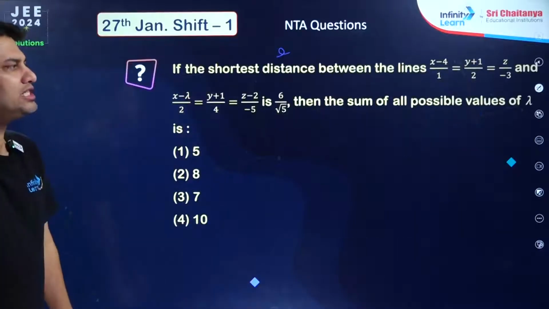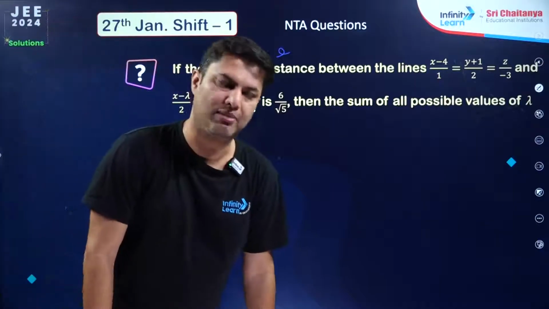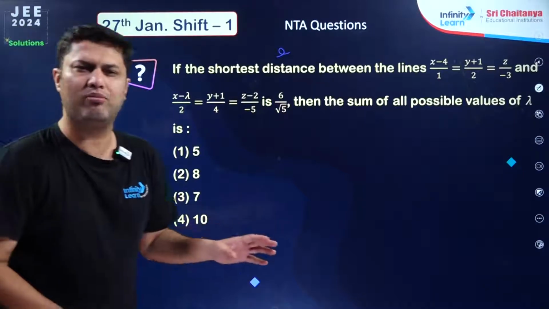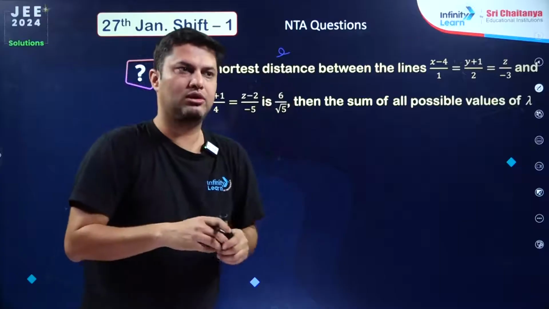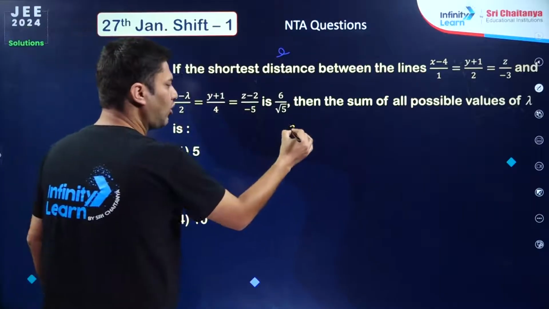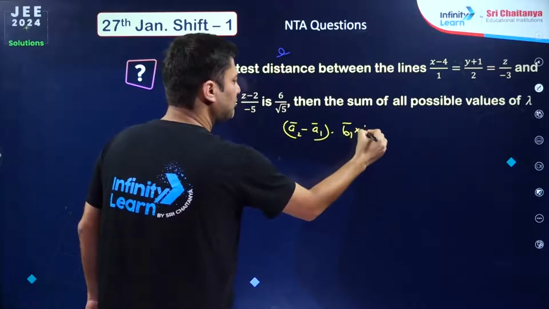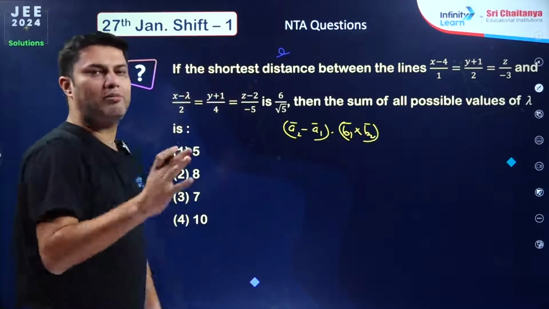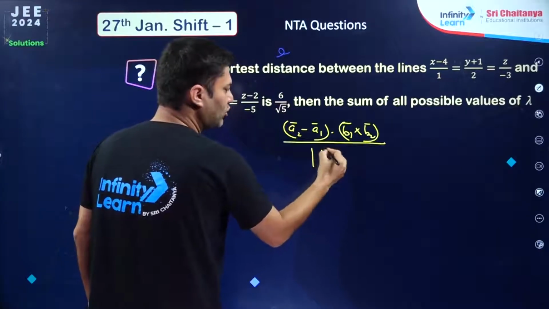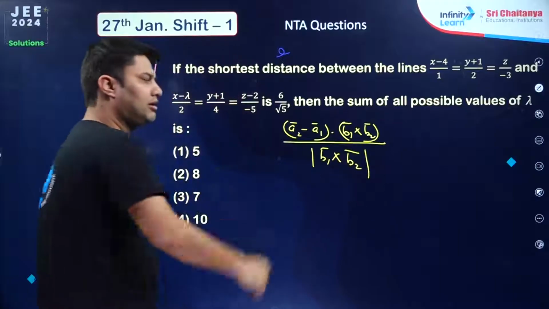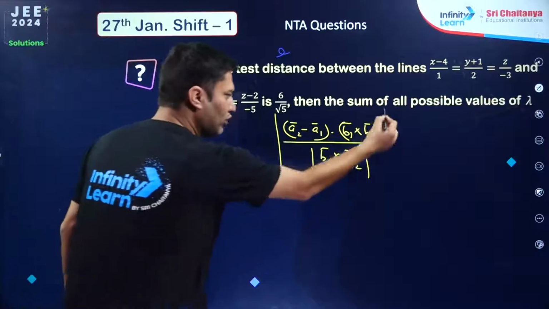If the shortest distance between the lines is 6 by root 5, then find the sum of the values of lambda. I think this is a really easy problem. You know how to deal with the shortest distance. Just apply the mod, because the shortest distance is always a2 minus a1 dot b1 cross b2, which is the scalar triple product, or you can say the determinant. It can be negative also, upon mod of b1 cross b2. This is the mod of the cross product of both the direction ratios, but apply the mod also.